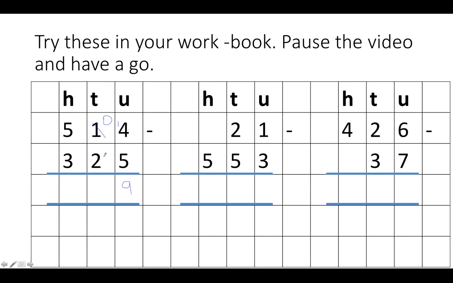Nothing take away 2, can't do that. Go and borrow from next door. He gets one less. The one I've borrowed always goes in front. 10 take away 2 is 8. And 4 take away 3 is 1. 189. Let's try this one. No, this one should say, sorry, 621 there.